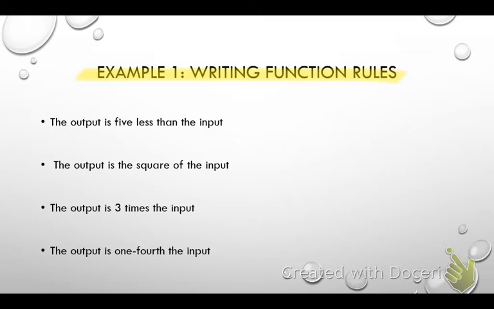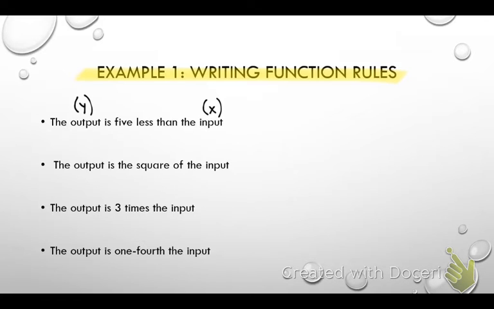So the output is 5 less than the input. Let's review real quick which variable stands for output. Which variable is output? Just tell me. Y. And which variable is input? X. You've got to know that because that goes in your function rule. Guys, function rule is a fancy word for equation.